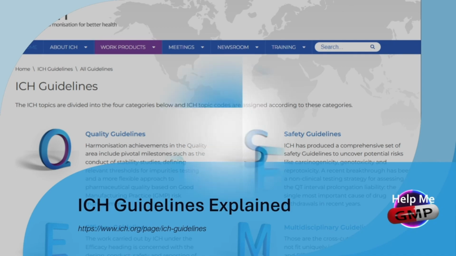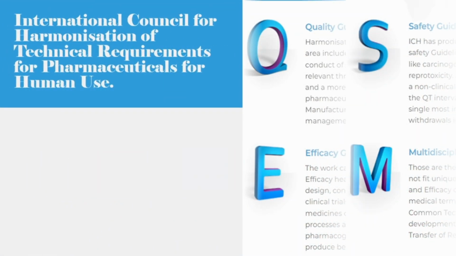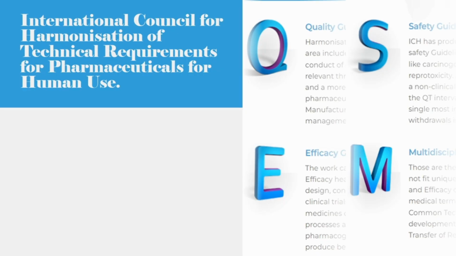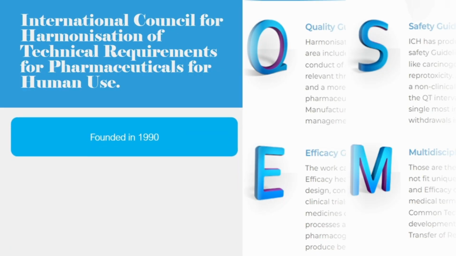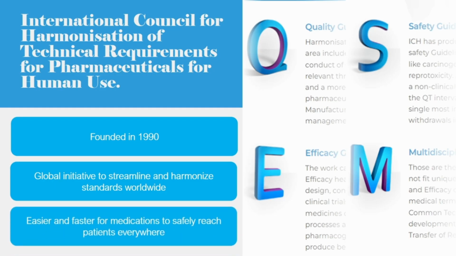Before we dive deeper, let's quickly recap why understanding ICH guidelines is crucial. ICH stands for the International Council for Harmonisation of Technical Requirements for Pharmaceuticals for Human Use. Founded in 1990, it's a global initiative bringing together regulatory authorities and pharmaceutical industry leaders to streamline and harmonize standards worldwide, making it easier and faster for medicines to safely reach patients everywhere.